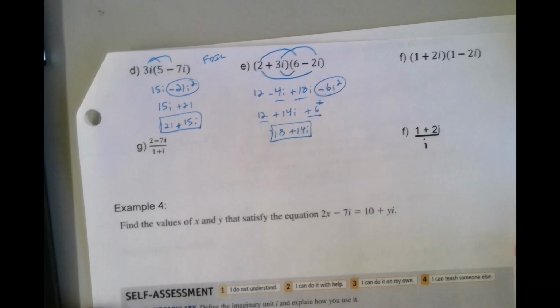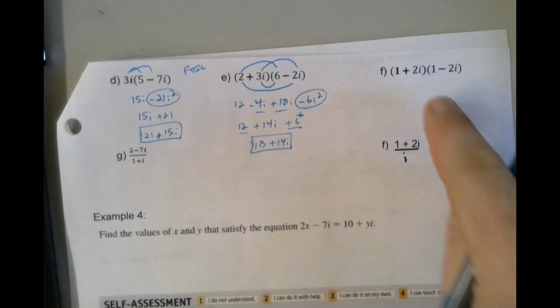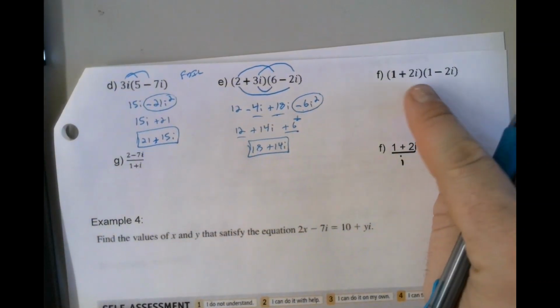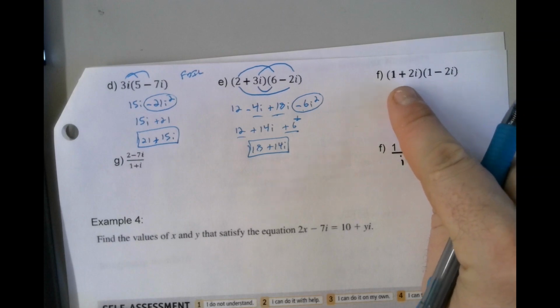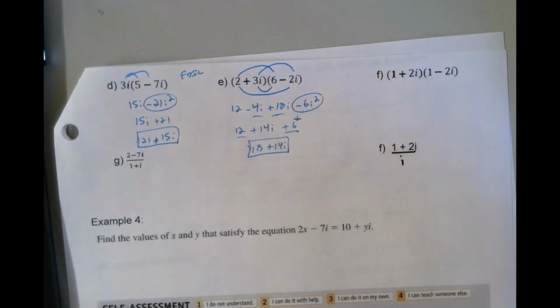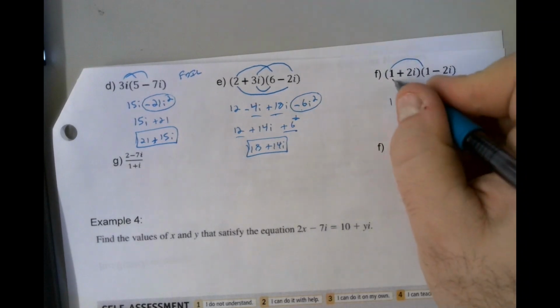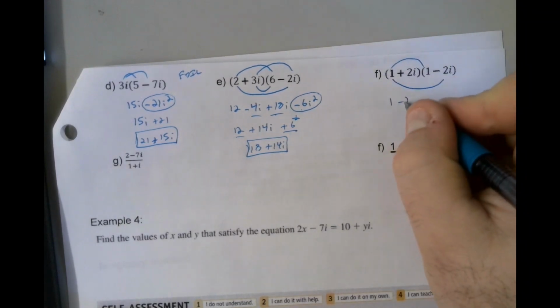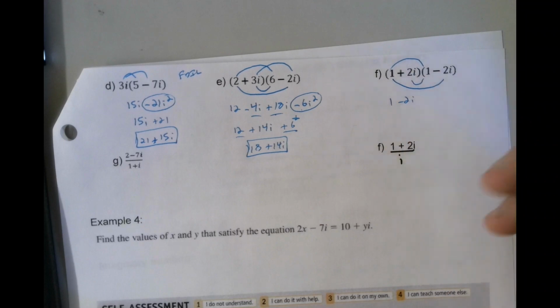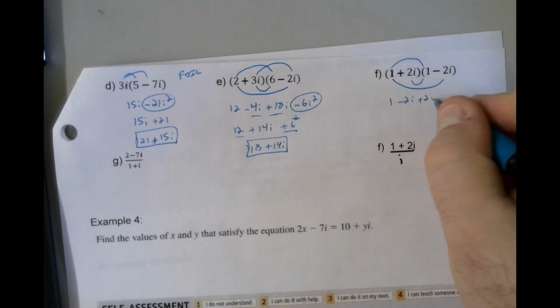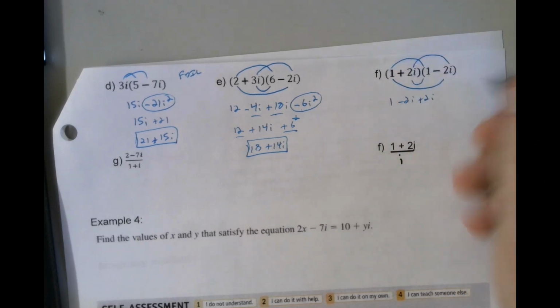Okay? So try letter F on your own. See if you can FOIL this, right? And notice they're conjugates of each other. You have 1 plus 2i and 1 minus 2i. So we'll FOIL. 1, minus 2i. There's your outers. There's your inners plus 2i. And then your last terms would be minus 4i squared.